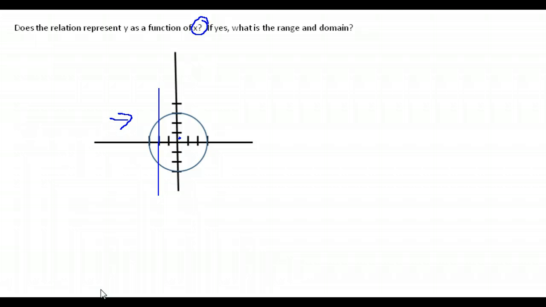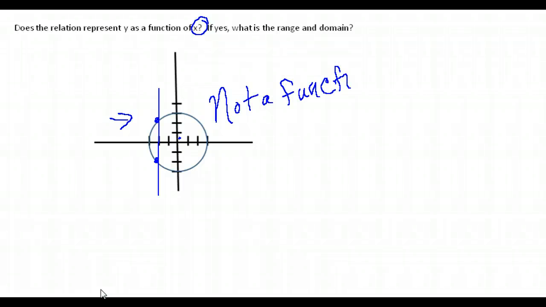And one way to tell on a graph is to draw a vertical line. If it touches two places, it's not a function. So this is not a function. Easy answer. If it's not a function, it doesn't have a range and domain. We don't worry about that. So our answer is just not a function.